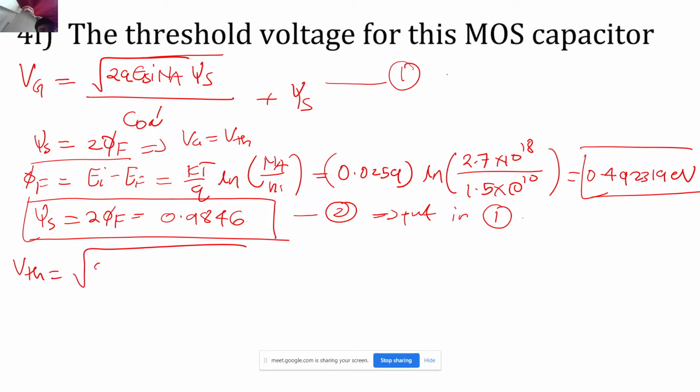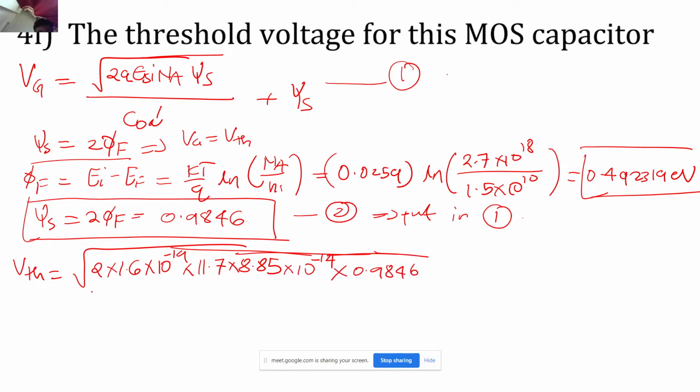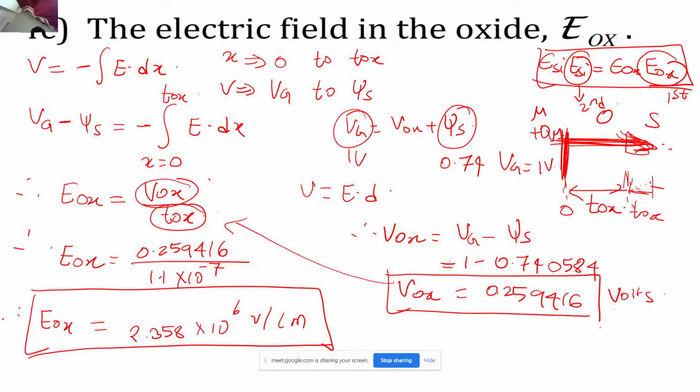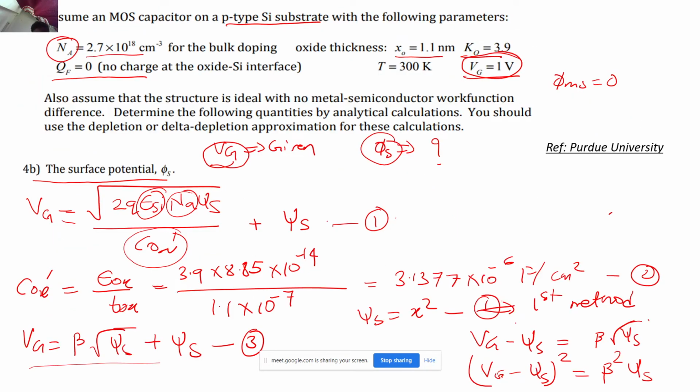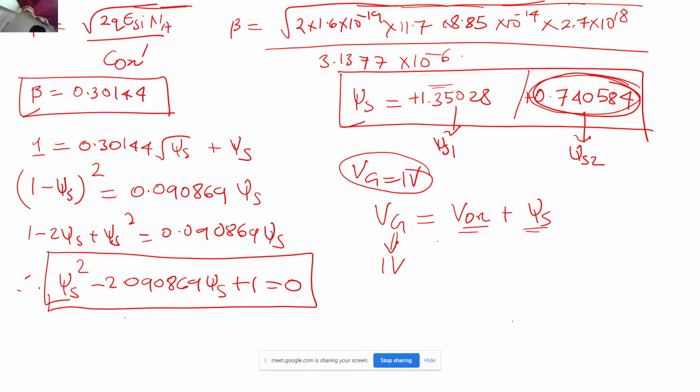Root of 2 into q, which is 1.6 into 10 to the power minus 19, into 11.7 into 8.85 into 10 to the power minus 14. Now psi s is what? 0.9846, correct, upon Cox prime. Cox prime, you remember, we had already calculated in one of the questions. Let me go there. Yeah, see, this is the value of Cox, the equation number 2 that you are seeing, right? So I will be using this value.